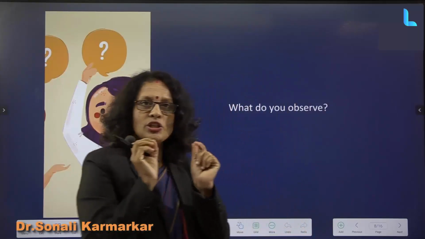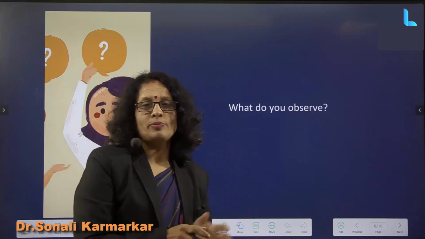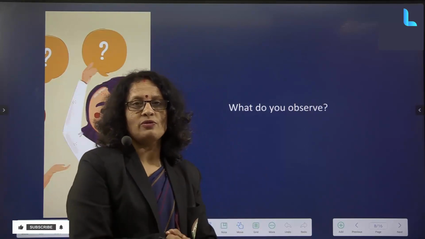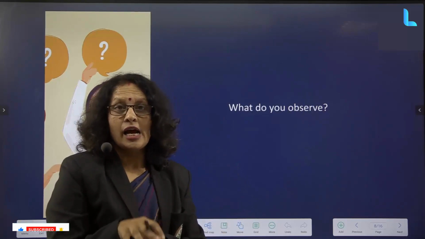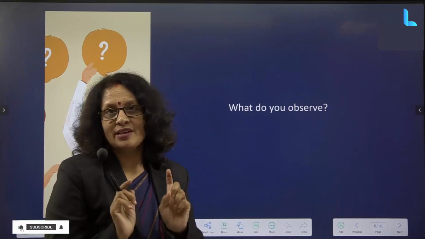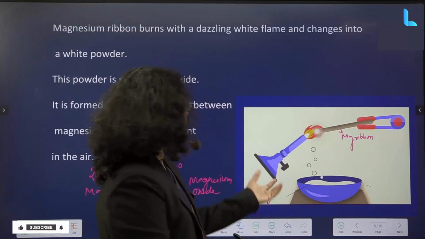Kind of ignitions will come that may harm our eyes. So what do you observe? We will observe that the magnesium ribbon color was different and the ash color is different. It means there is a chemical reaction happening there. Okay, so let's see how it is happening.